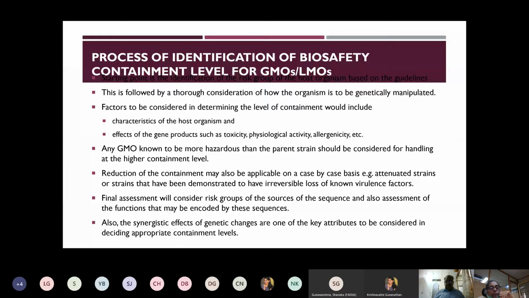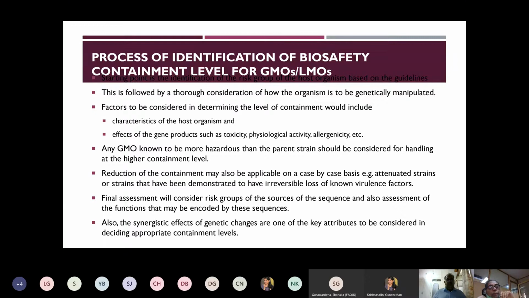Any GMO known to be more hazardous than the parent strain: suppose I find on the basis of the second factor that, oh yeah, this was E. coli, but now I've added this gene and this might be more hazardous. Then I should take it to a higher containment level. Reduction of the containment is also possible.